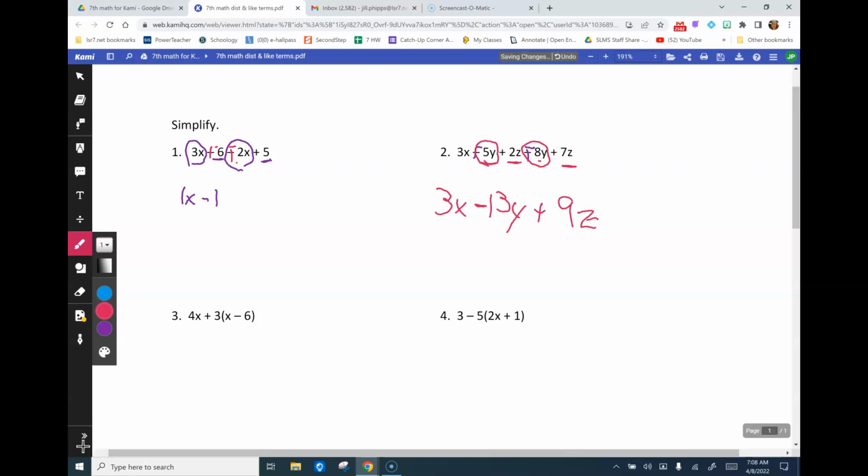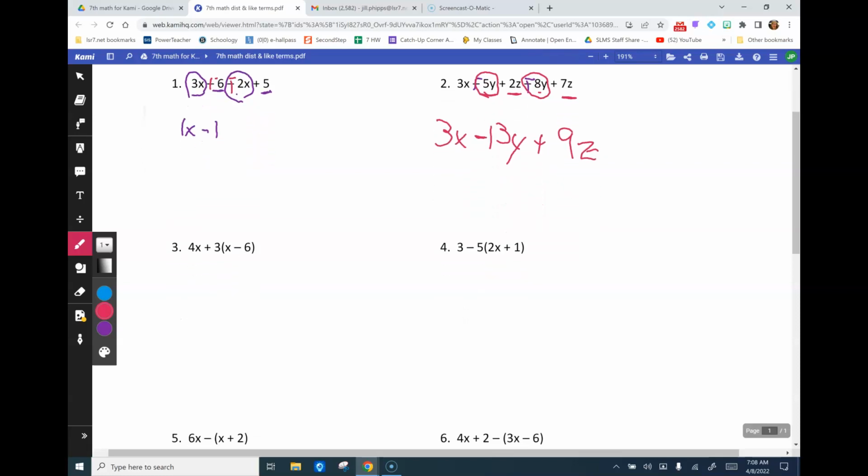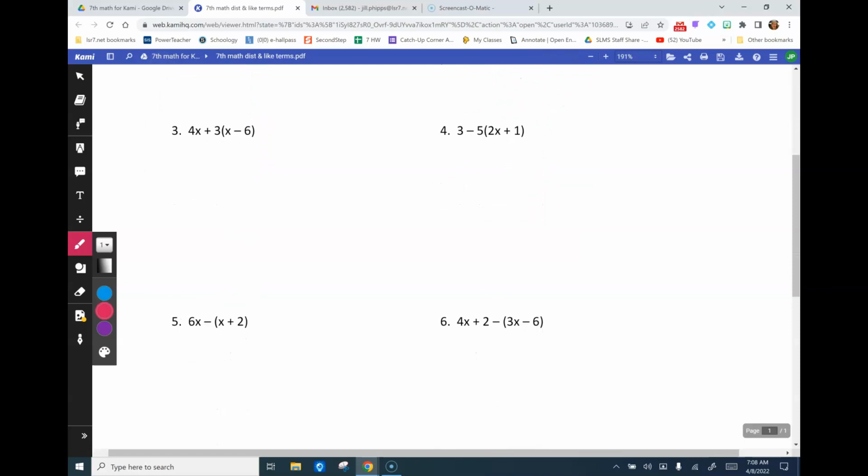So now what we're going to do with the rest of the problems is we're going to combine the last 2 days. We're going to combine like terms, and we're going to do distributive property. So looking at number 4, okay, write it down on your paper. The first thing we're going to do is we're going to distribute. So we're going to take 3 times x and 3 times negative 6. So I bring that 4x down. Just rewrite that one. So I have 4x plus, what is 3 times x? 3x. Minus, what is 3 times 6?